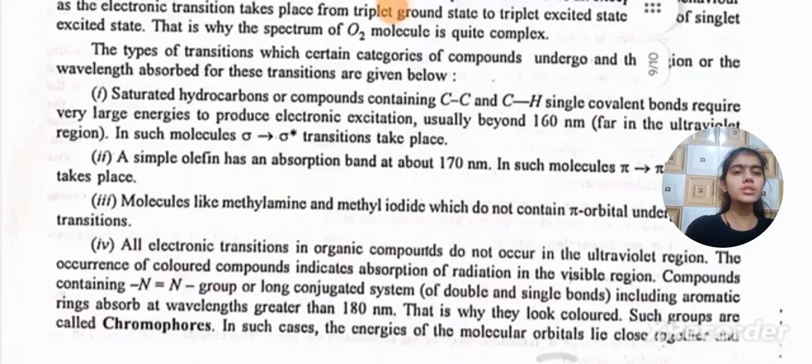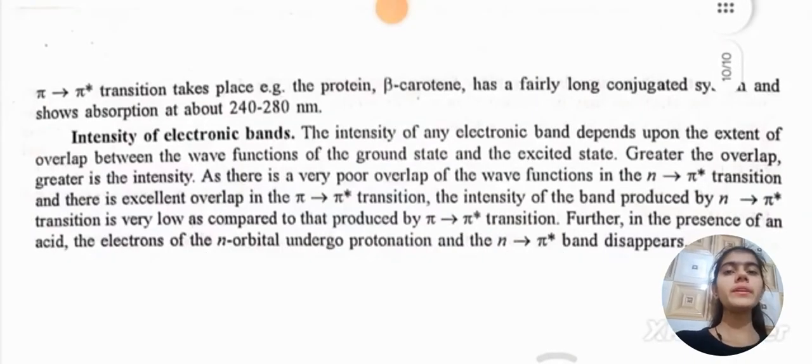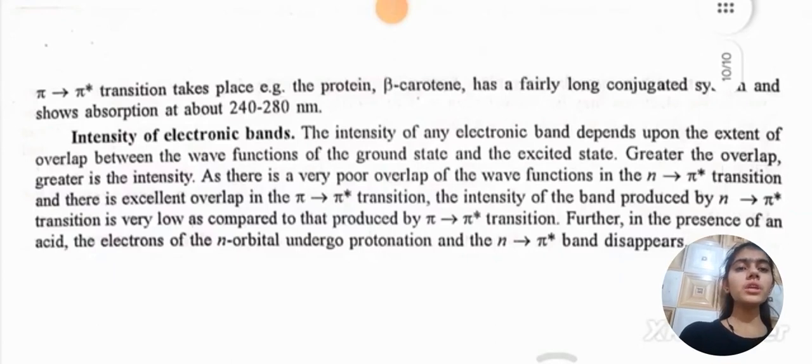In such cases, the energies of the molecular orbitals lie close together, and pi to pi star transitions take place. For example, beta carotene has a fairly long conjugated system and shows absorption at about 240 to 280 nanometer. Intensity of electronic bands.